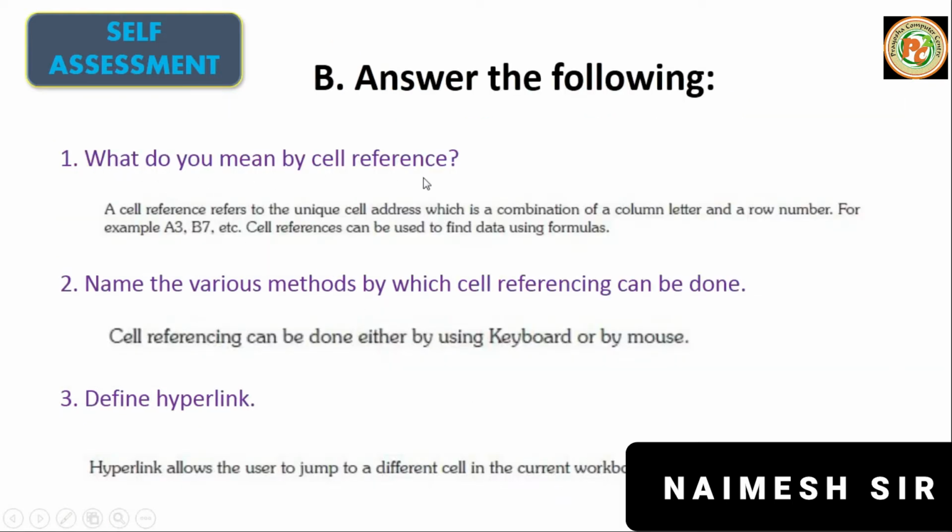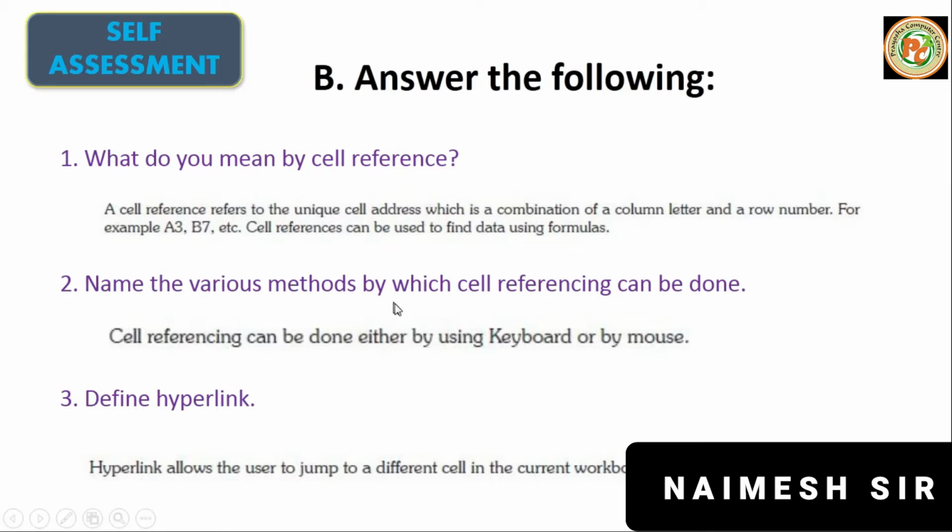What do you mean by cell reference? A cell reference refers to the unique cell address, which is a combination of a column letter and a row number. For example, A3, B7. It is called the column address. A cell reference can be used to find data using formulas.